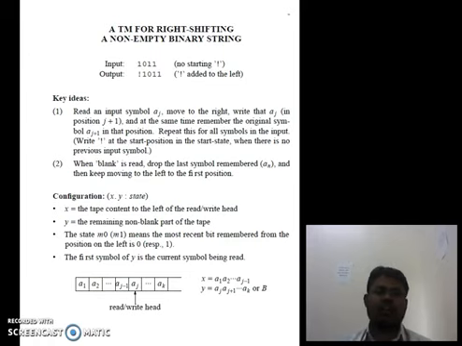Right shifting a non-empty binary string is shown here. Say for example, input string is 1011. There is no starting exclamation mark and there is no end. So we need to put an exclamation mark so that it can be added to the left extreme end of the input. So it reads in a similar way to what we discussed a few minutes back. It starts with 1 and replaces with x and 0 with y.